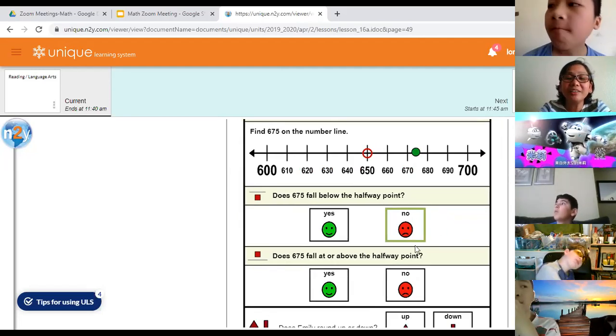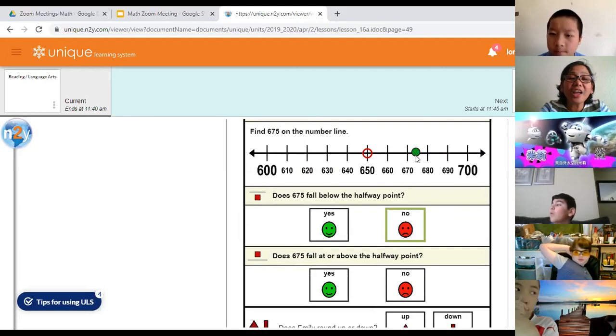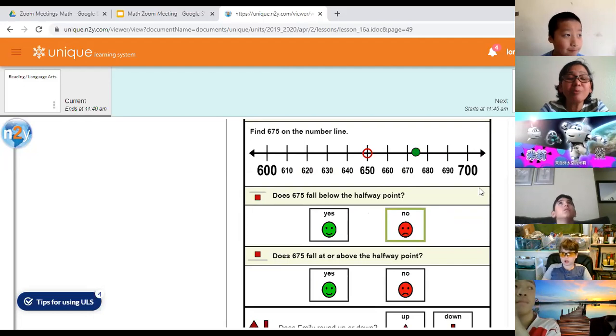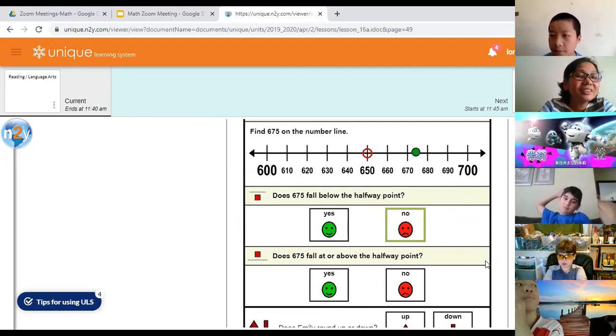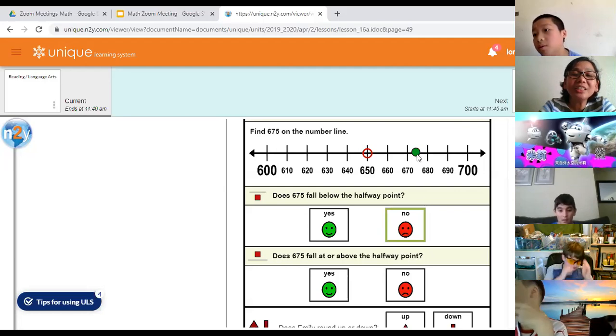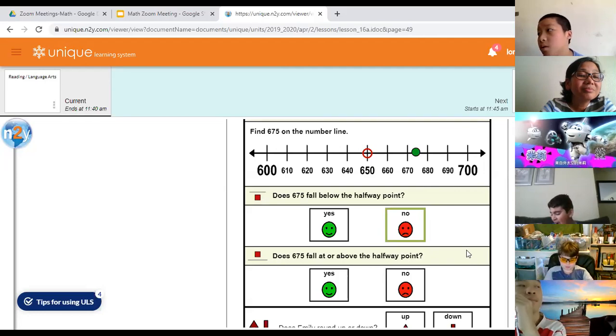Okay, now, Nathan, another question. You're not done yet, my dear. Does 675, look at 675, fall at or above the halfway point? Is it above the halfway point, which is 650? Yes or no? She's asking, is it more than 650? Come on, my dear. Look at the number. This is the green dot. This is 675.